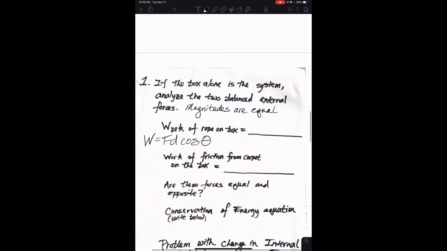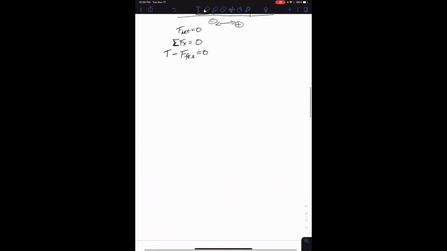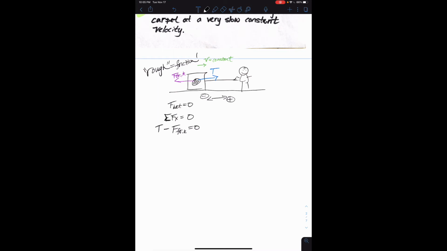With the rope, I'm not going to write W because I'll just go for the force, which is going to be tension, right, from the rope. The distance is going to be, I think we just called it D. And then we have the cosine of what angle? Well, we said that the box is going to travel this distance right here, which is D.